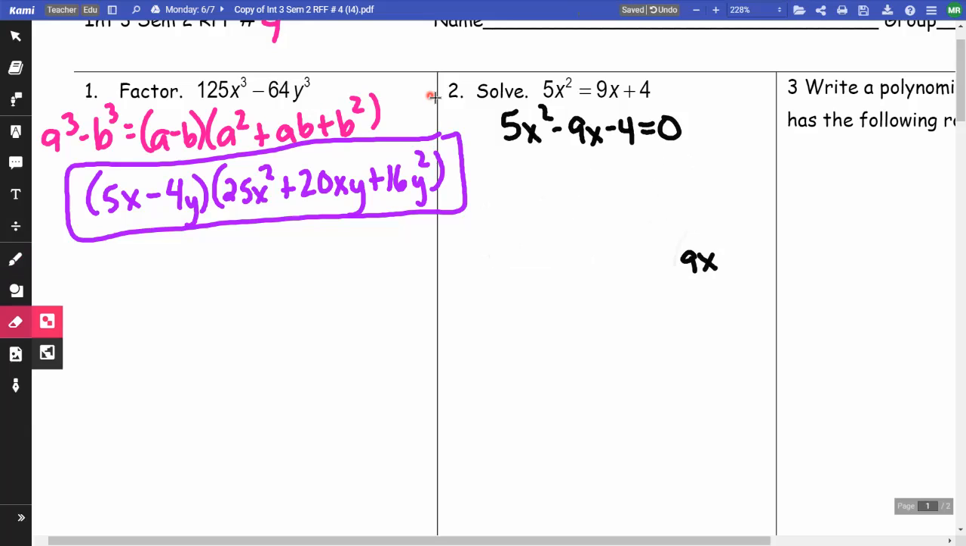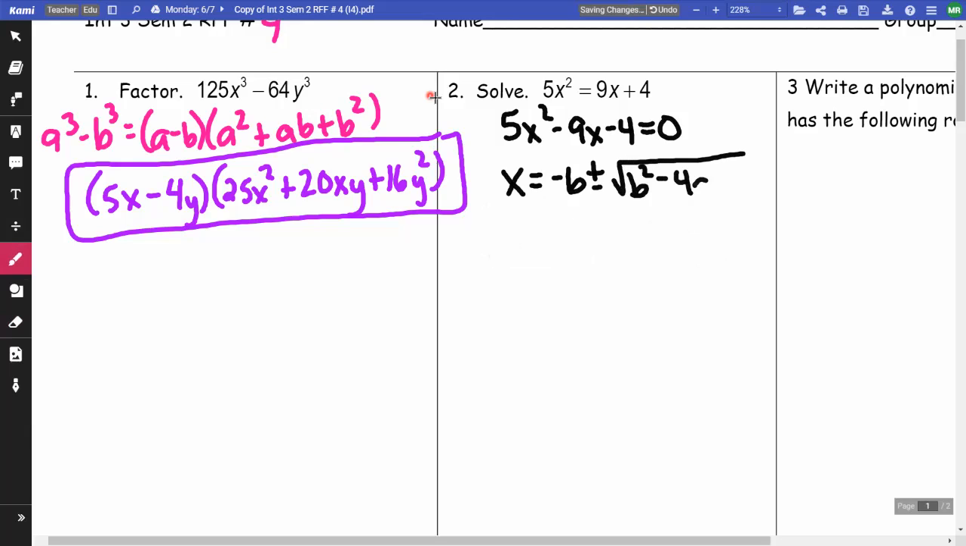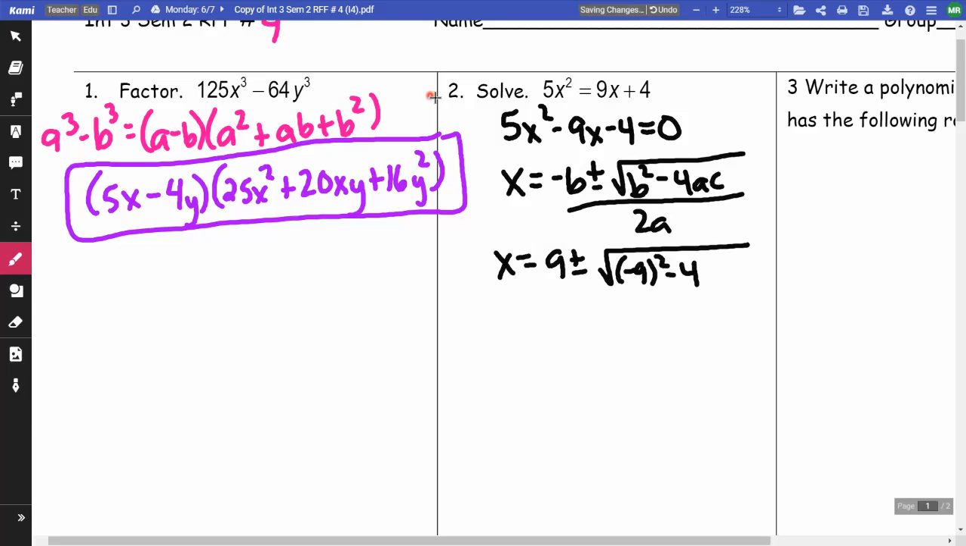So we're going to have to use quadratic formula or complete the square, but completing the square with a number from the x squared isn't as nice. So quadratic formula, negative b plus or minus the square root of b squared minus 4ac all over 2a. So I'm going to have 9 plus or minus the square root of negative 9 squared minus 4 times my a, which is 5, my c, which is a negative 4, all over 2 times my a, which is 5.